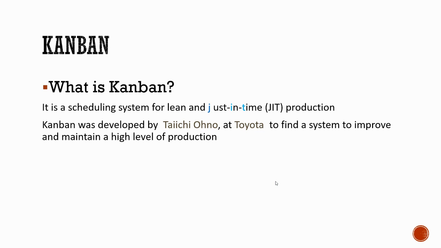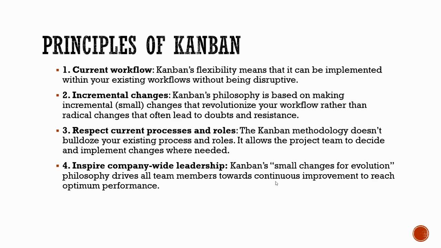Then Kanban. It is a scheduling system for lean and just in time production. Kanban was developed by Taiichi Ohno at Toyota to find a system to improve and maintain a high level of production. What are the principles of Kanban?